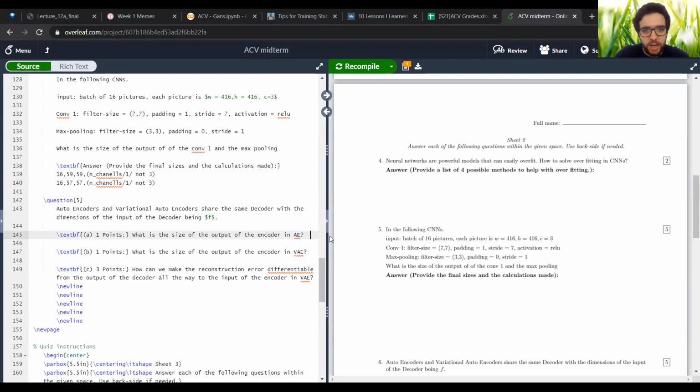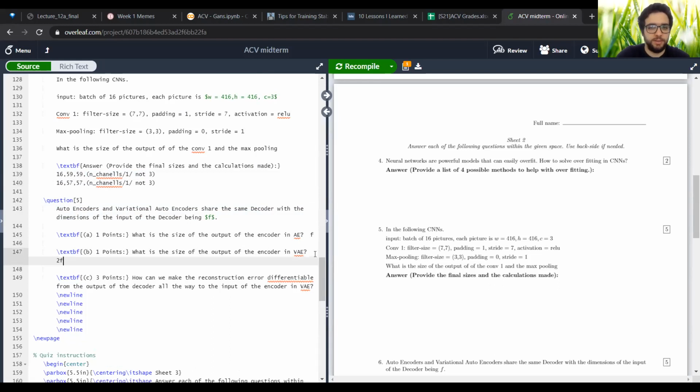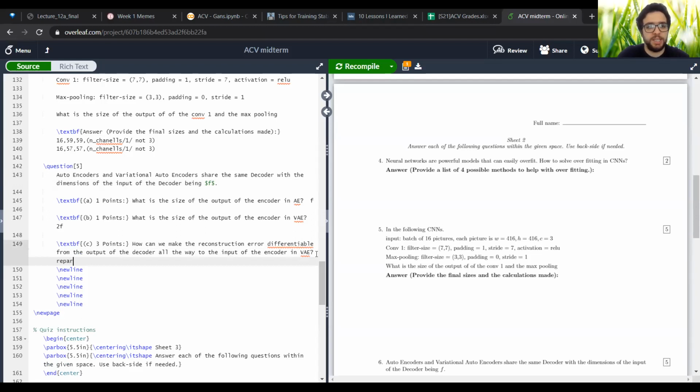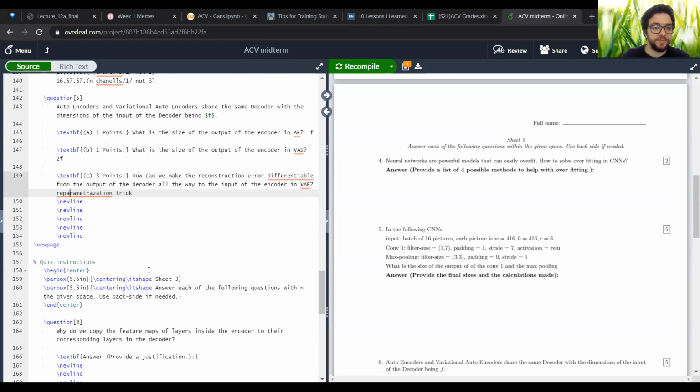What is the size of the output of the encoder? F. 2F. So F is defined here as a variable. How can we make reconstruction differentiable? Yes, it's called reparametrize. Probably I wrote it wrong, but you got it, guys, right?